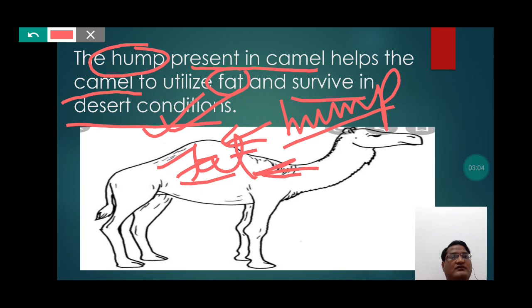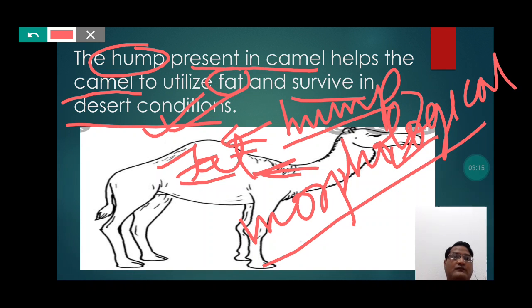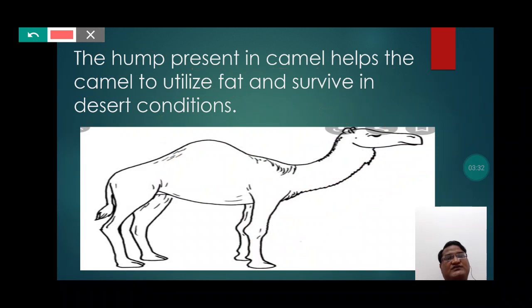So students, the development of the hump is actually the morphological change which a camel undergoes so that it can survive in the fluctuating temperature prevailing in the desert conditions.